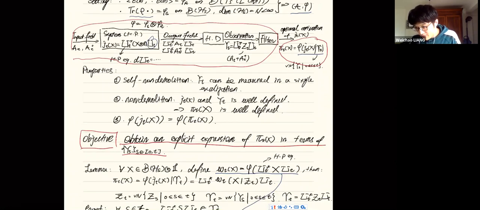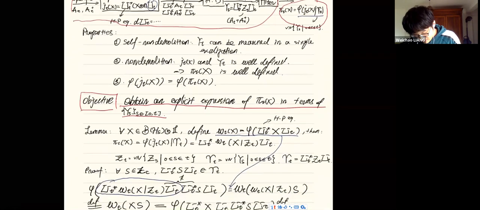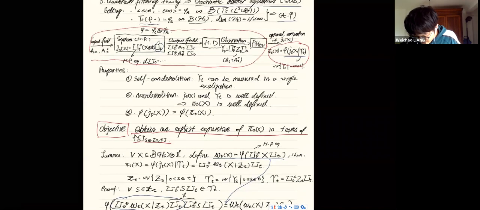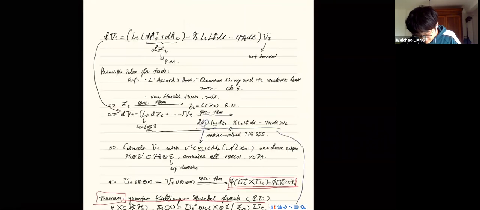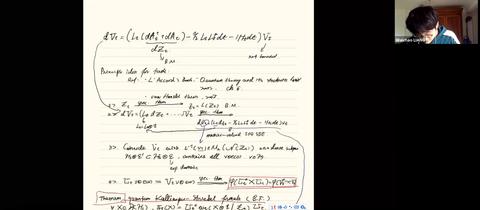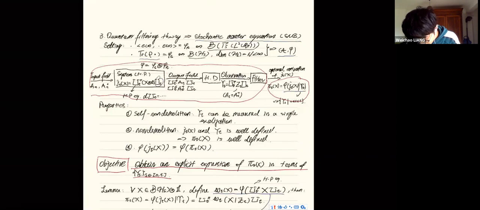The first approach is called the innovation approach. And the second one is the reference probability measure. This is why I applied the Bayes formula, just to change the probability measure. Okay, so this is easier to calculate to obtain the final expression. So what we obtain today, in fact, by applying the Bayes formula we introduced before, finally we can obtain the stochastic master equation. This is what we obtained today. In fact, today it's just the last part. We worked on the last part.